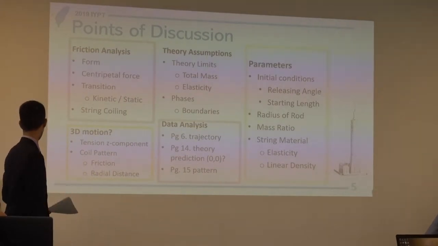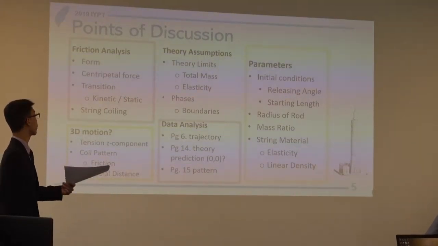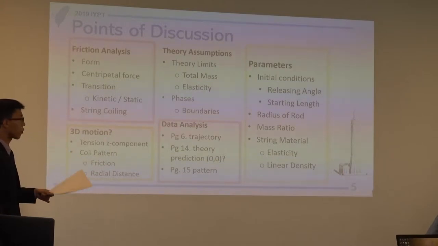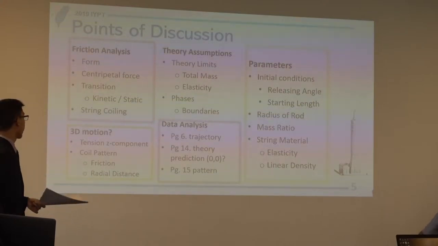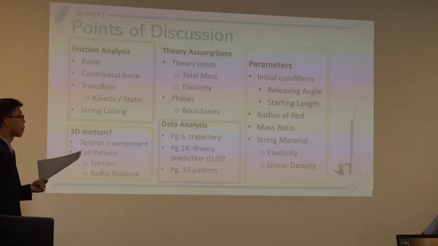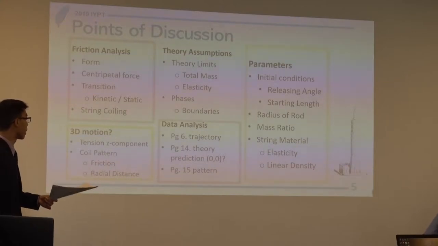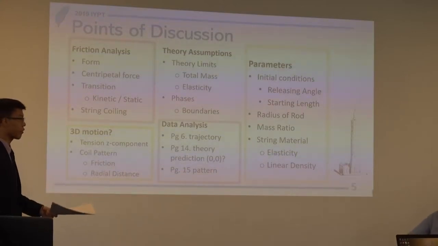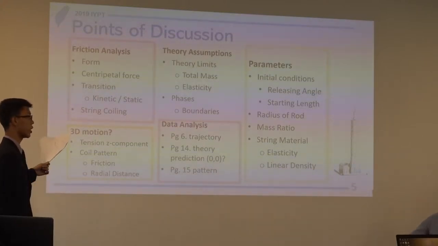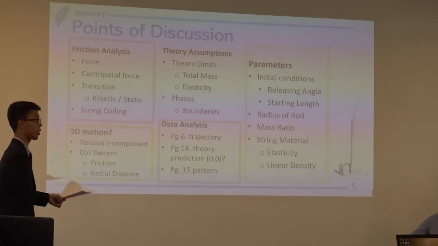Here are several points that I would like to discuss next week. Firstly, since friction exists in the phenomenon, I'd like to talk about the formal friction in the system, including the centripetal force, the transitions between kinetic and static friction, and string coiling, which would mainly affect the friction. Next, since the reporter says they only consider the case where the string does not collide with the rod, I believe they have added an additional Z component of motion, which causes a difference in the direction of tension, and which I believe will also potentially affect the coil pattern of the string.